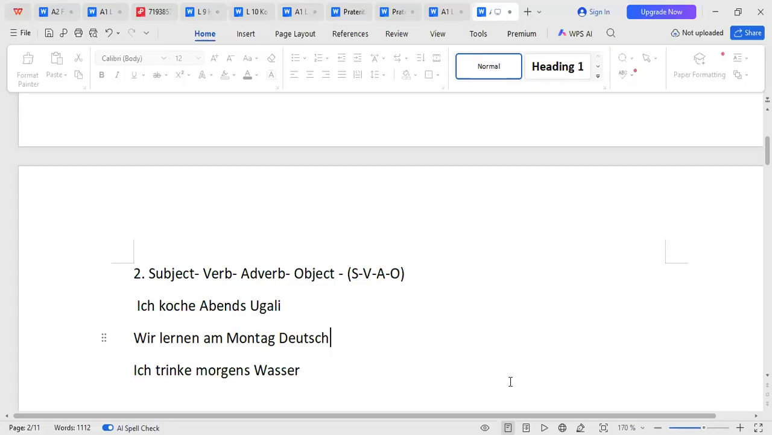So let me see in the answer section. Can you try some sentences? Can you construct sentences following this structure? Subject, verb, then put time, then the object, the SVAO. I want to see how you are constructing sentences. Beispiel. Try some examples. Very good.